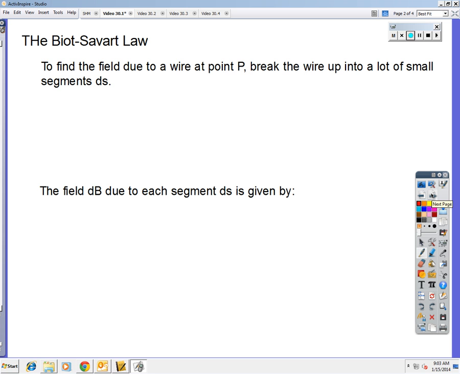So the Biot-Savart Law: if you have a wire that carries current, and you want to find out the magnetic field at point P, what you do is you break the wire up into a lot of small segments. And so if you look at one segment, ds, ds is actually a vector that points in the direction of the current. And then you can also define the r vector, which points from ds to the point P where you're calculating the field.